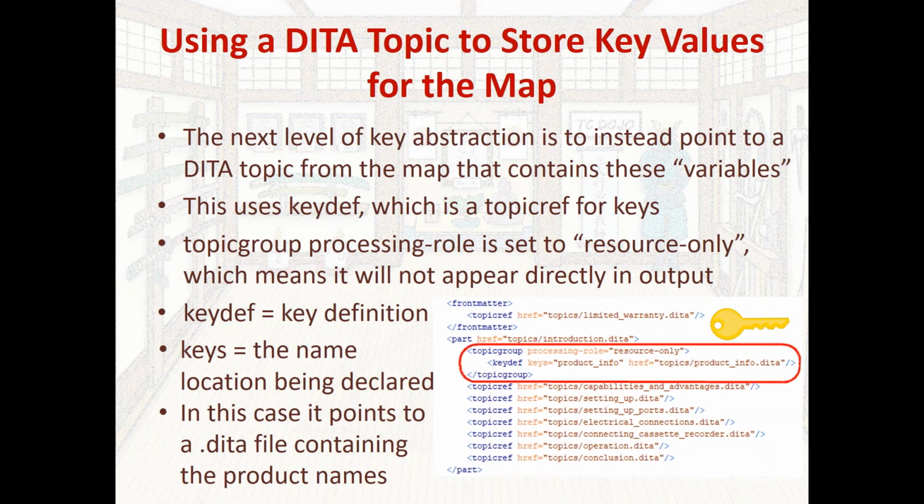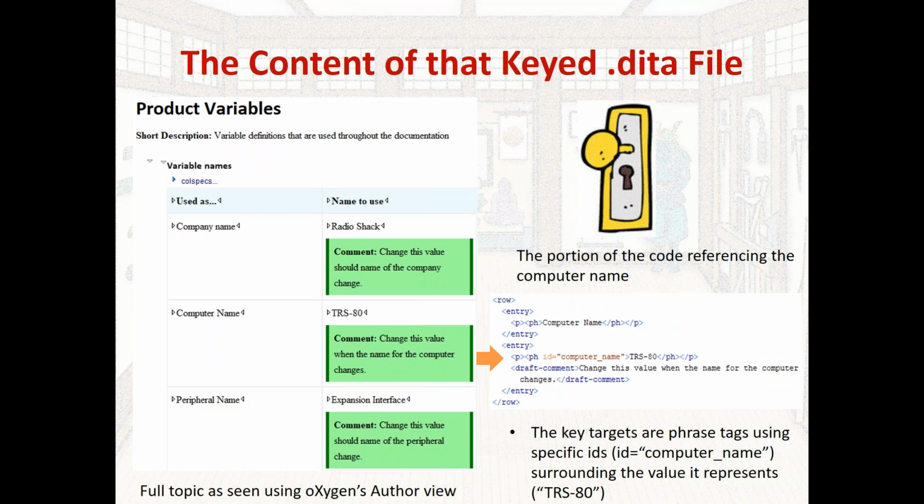Okay, so now we're pointing to the content in a key DITA file from the map, and here's some sample code from that DITA file. On the left-hand side, you're seeing the full topic as seen in Oxygen's author view, and then a portion of the code referencing the computer name. What you see here is a phrase with the ID computer name, and then TRS-80. After that, I have a draft comment that talks about what it is. So in this case, the key targets are phrase tags using specific IDs surrounding the value it represents.